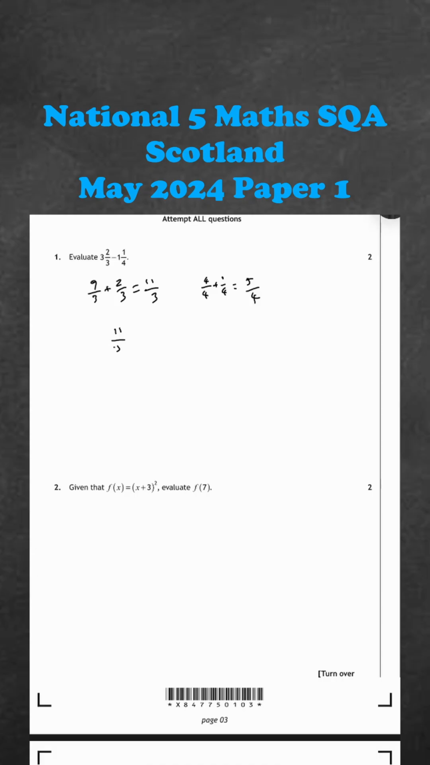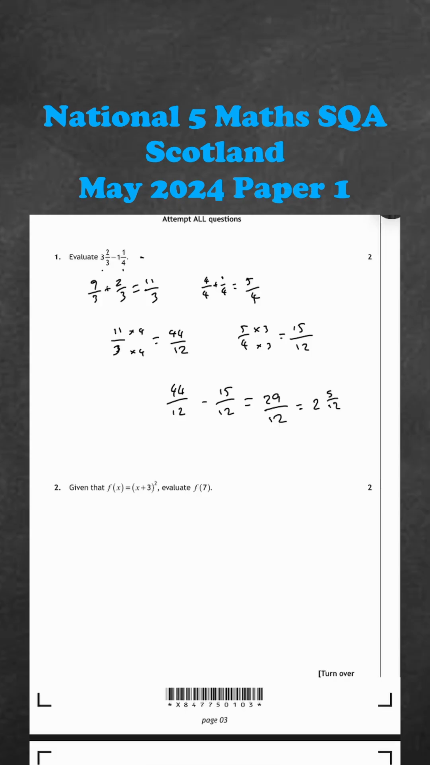11/3, if I times the top and the bottom by 4, we get 44/12. 5/4, if I times the top and bottom by 3, we get 15/12. The question wants us to do 3 2/3 minus 1 1/4, so if I do 44/12 minus 15/12, I get 29/12. And I'm just going to rewrite this as 2 and 5/12. The mark scheme doesn't ask for this, but since you've given the question in mixed number form, I would give your answer in mixed number form.